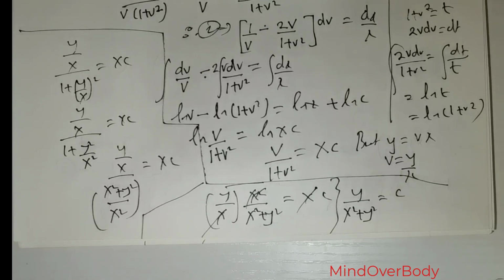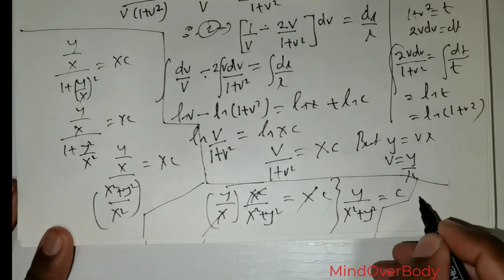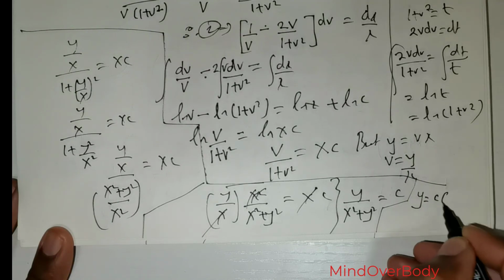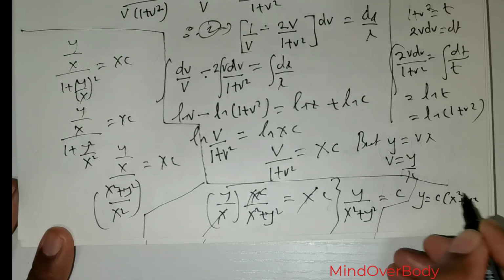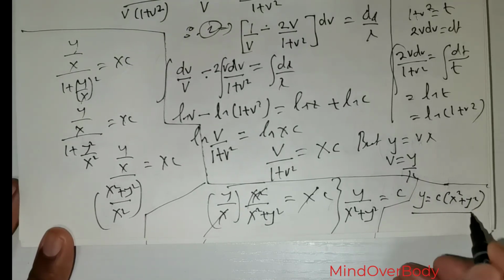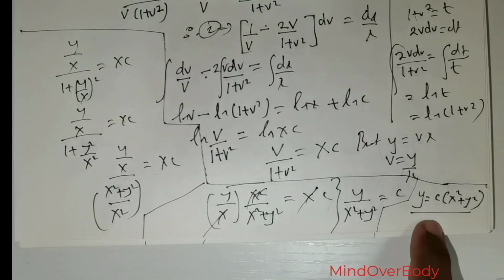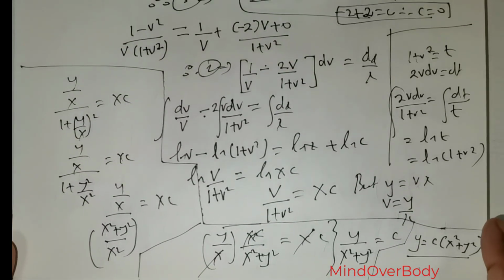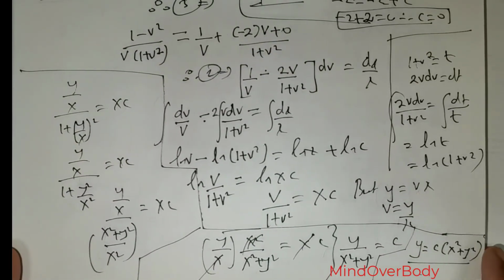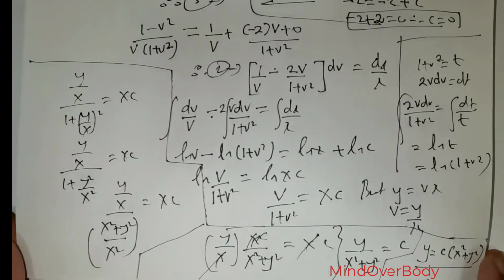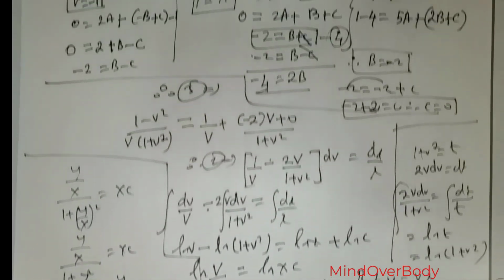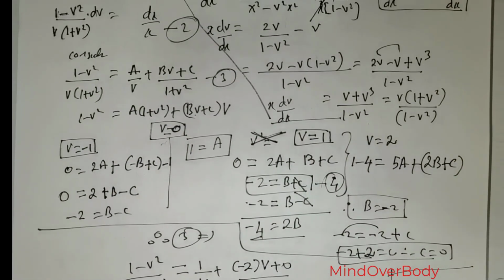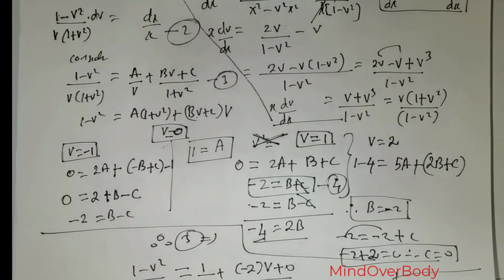Probably we can stop here, or if you want you can rewrite this as y is equal to c times (x² + y²). Right, so this is the solution. This is the family of curves that is actually the orthogonal trajectory of the given system. Now you have to do all of these. Now why you have to do all of this is because of this problem. I will just show you this.